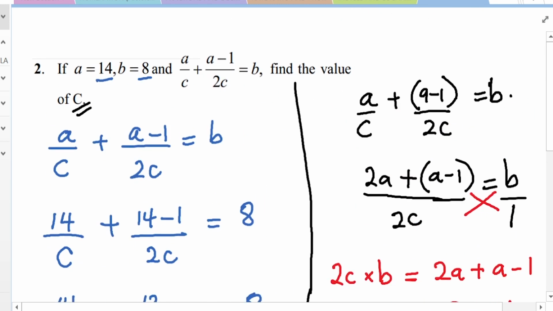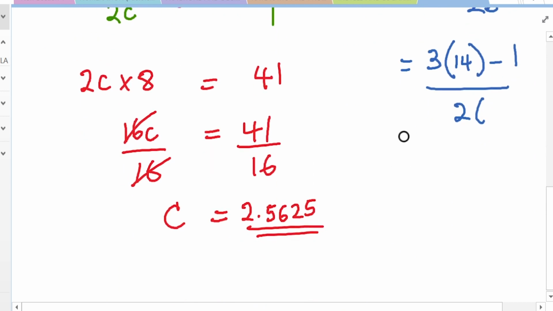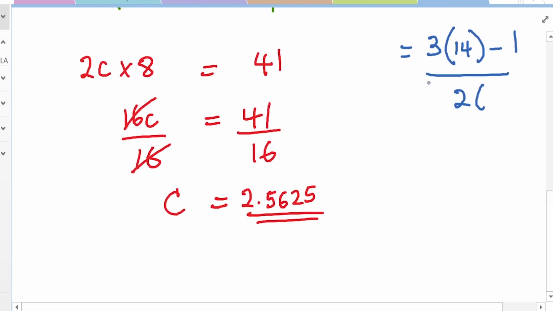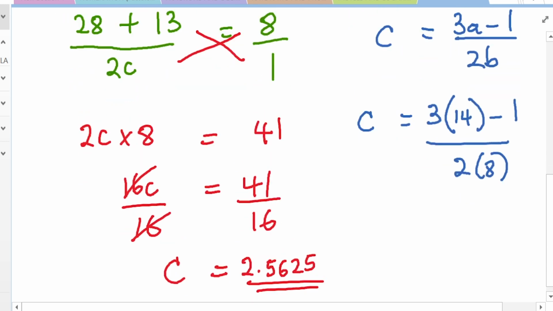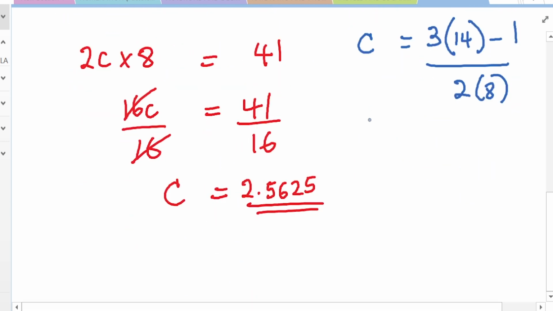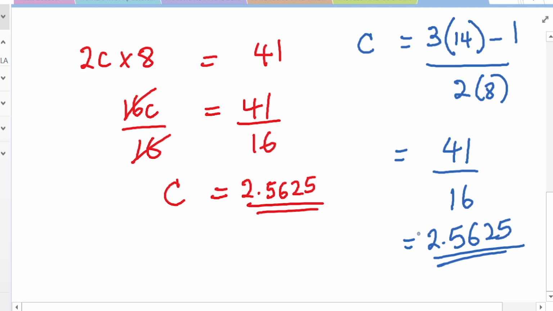What is our value of B according to the question? Our value of B is 8. So that is 2 times 8. That is going to give us the value of C. So from there, the rest is just calculator work, and we get our answer, which is 41. Divide that by... still come up with the same answer as before.